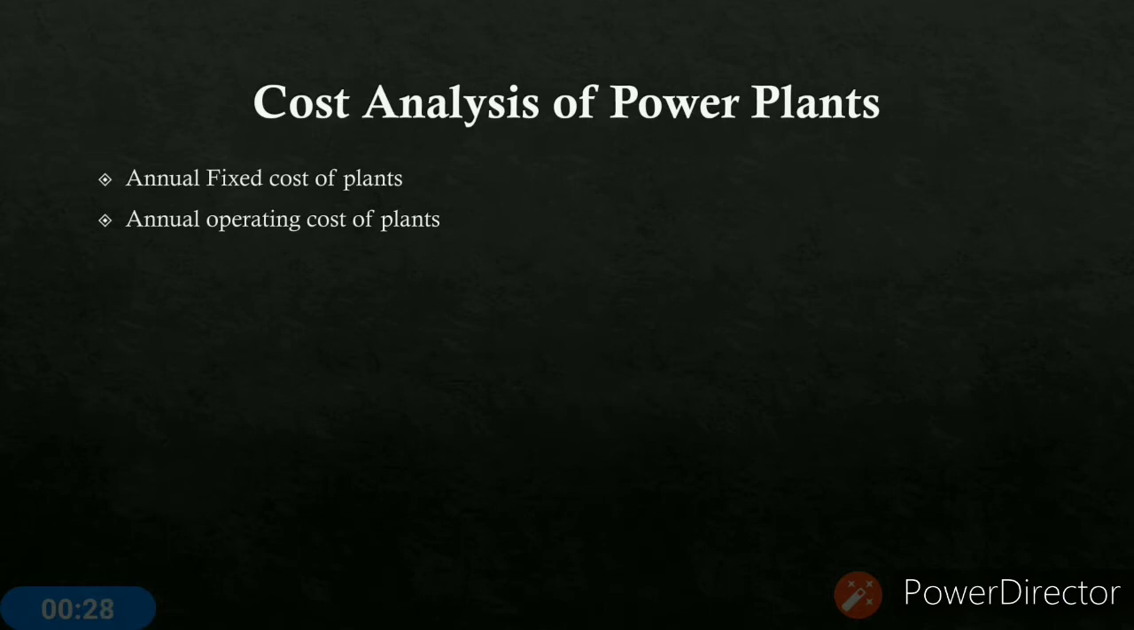What is the annual fixed cost of a plant and what is the annual operating cost of a plant? The annual fixed cost is a cost that has to be paid whether the electricity is generated or not. And the annual operating cost is the cost that occurs due to the production of electricity. So let us discuss these two terms in detail.